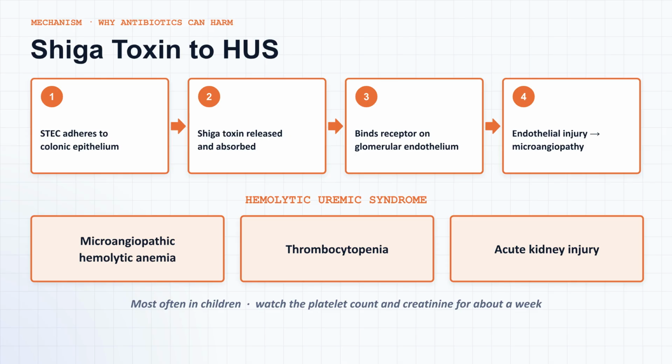Platelets are consumed and red cells are sheared as they pass through damaged small vessels. That produces hemolytic uremic syndrome, the triad of microangiopathic hemolytic anemia, thrombocytopenia, and acute kidney injury. It happens most often in children. Remember this pathway. It changes a treatment decision later. Watch for it in the week after the diarrhea starts. A falling platelet count with a rising creatinine.